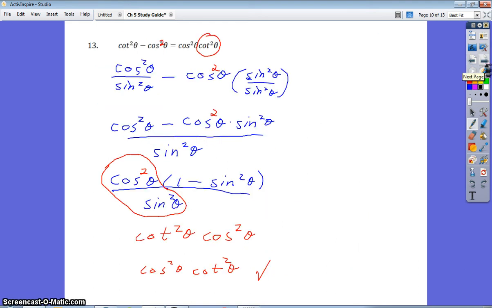Okay, so 13, I changed everything into terms of sine and cosine, got a common denominator, and then factored out cosine squared, made a substitution into that spot for a Pythagorean identity, and then that proved it.